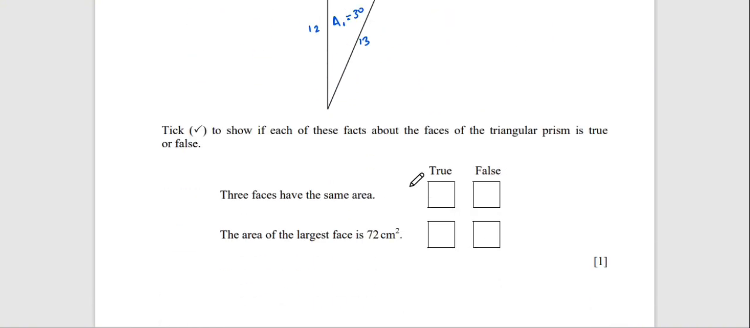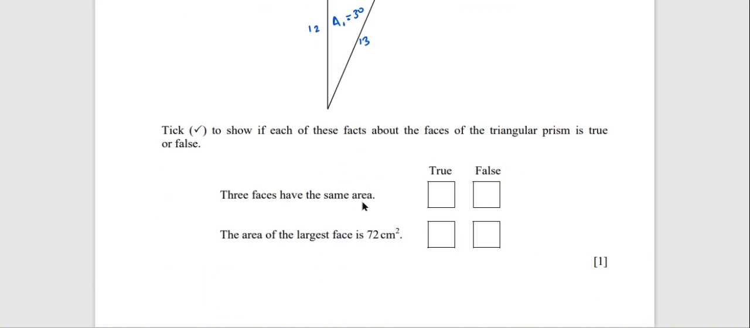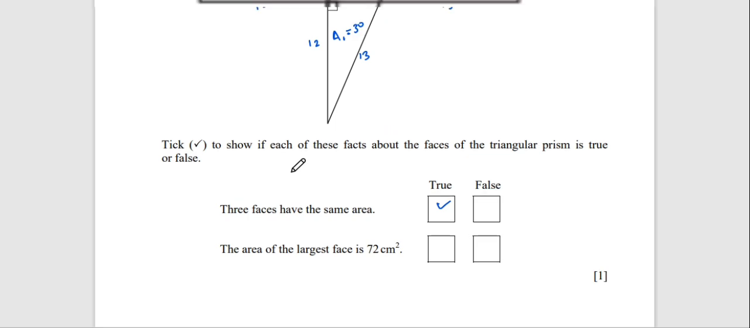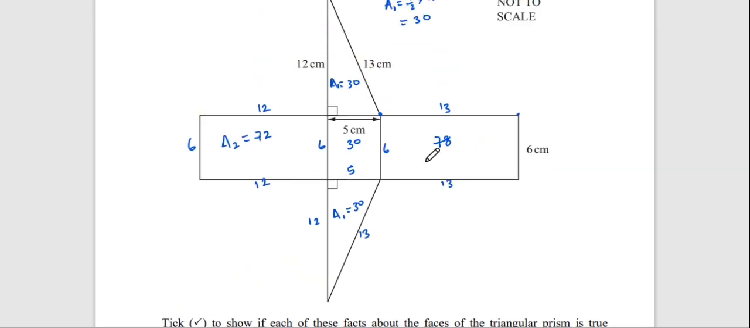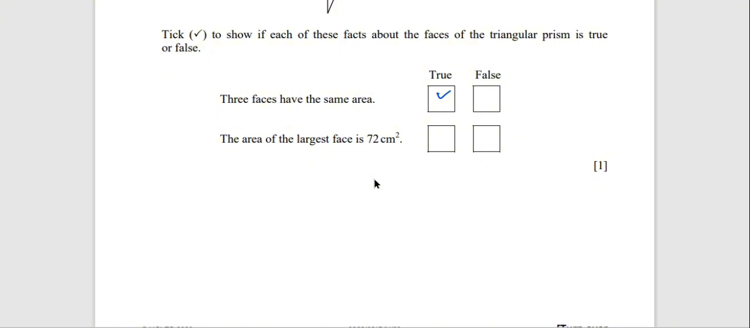So with that now, we can come to our question. They say that the three faces have the same area. So it's 30, this one here is 30, and this one here is 30. So three faces have the same area. So that's true. Then they say that the area of the largest face is 72. We have 72 here, we have 78 here. Not true. So we go and click false.